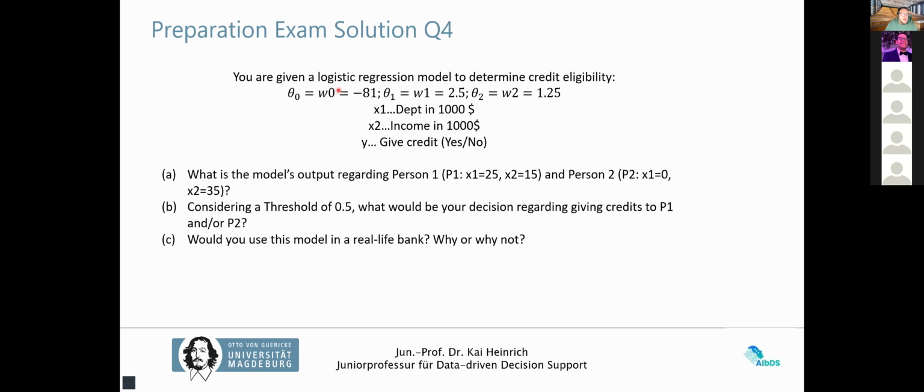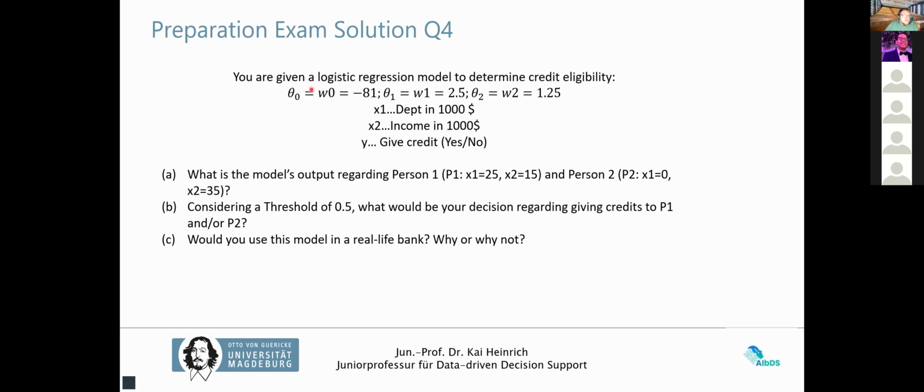This is why I will always put this in the task, so you don't have to write theta 0 out. So you have more time, right? You can just write this one, and the same here, and the same. I just give them other names that are easier to write. But you still know that this is theta 0 in our original notation. All right? And then I give you values.